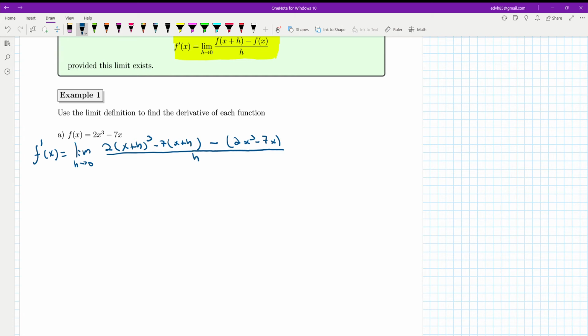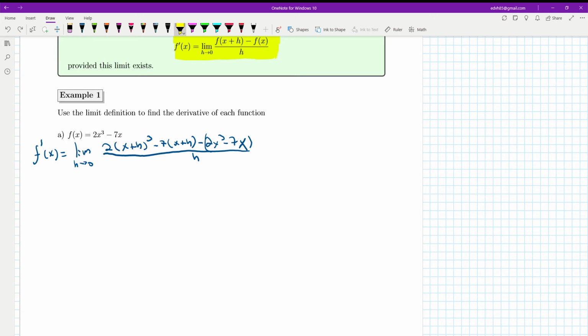All right, so let's actually simplify. Let me make this a little bit more compact. Okay, so let's simplify this expression. And let's divide by h. So yes, this one we are going to use a bunch of space here. Well, so we need to expand this binomial cubed right here. All right. How do we expand the binomial cube?